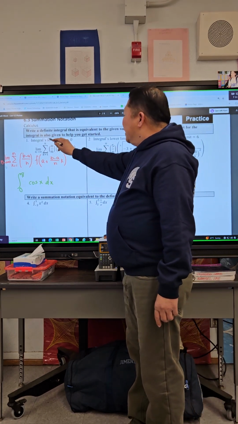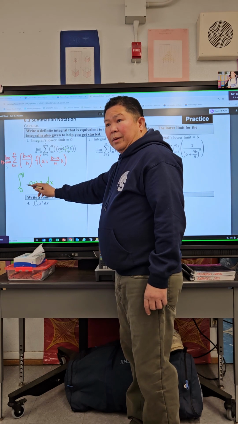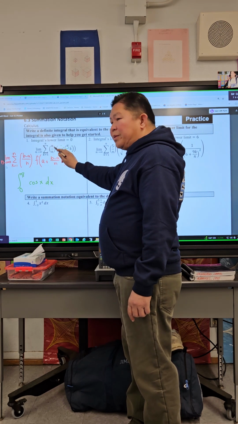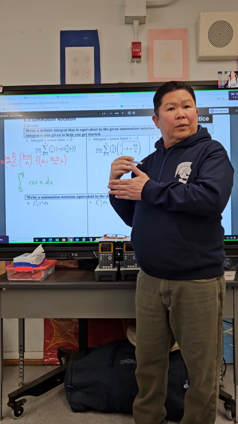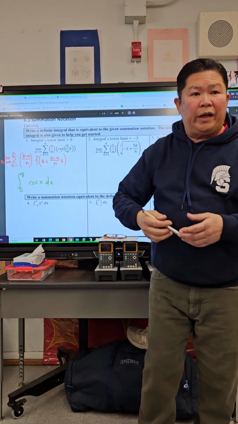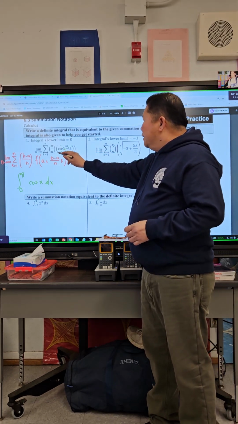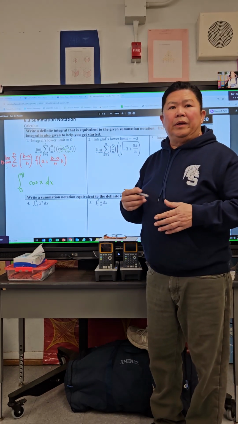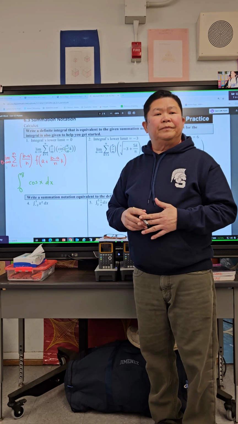So the integral's lower limit is 0. But this one is pi, so this means the upper limit, which is pi, minus the lower limit. So pi minus 0 is just pi. You get me? Over n, which is the number of subintervals.